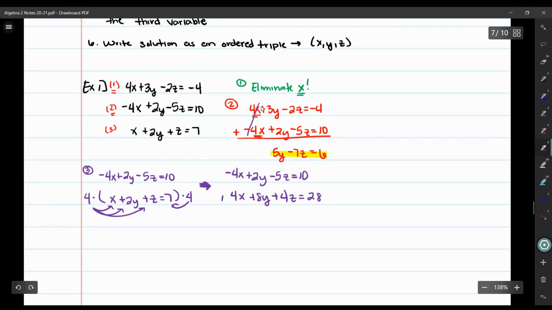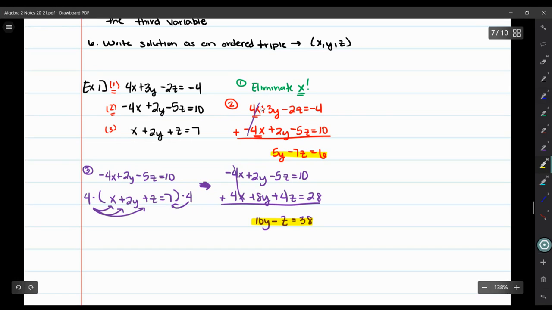Now, when I add these up, my x's are going to eliminate. Negative 4 and 4 add up to 0. 8y plus 2y makes 10y. Negative 5z plus 4z makes a negative z. And 10 plus 28 makes 38. So we're going to hang on to this one as well.